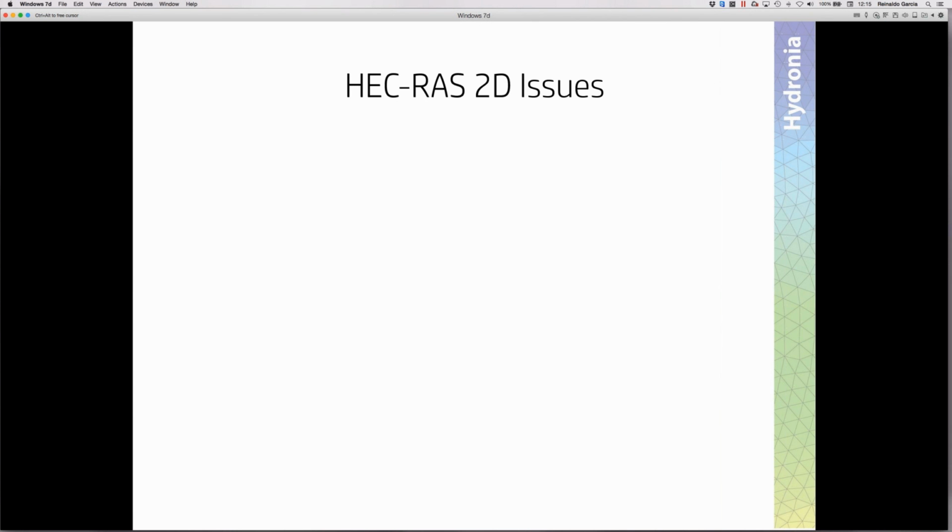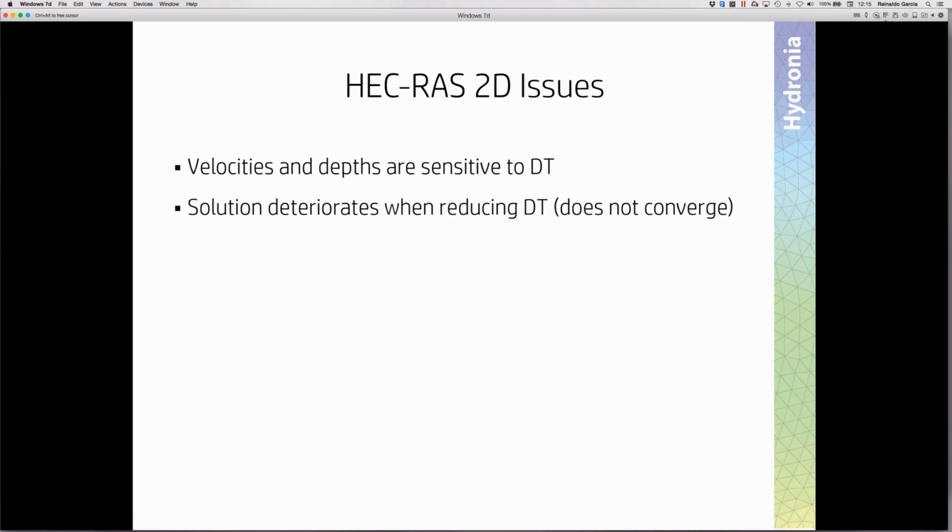Okay, so we found these issues in HEC-RAS2D, which we didn't actually expect. The velocities and depth are sensitive to time step for the test that we ran. I need to say that we ran only a few tests, actually 4 of them, but in the ones that I'm presenting here, the velocities and depth are sensitive to time step.